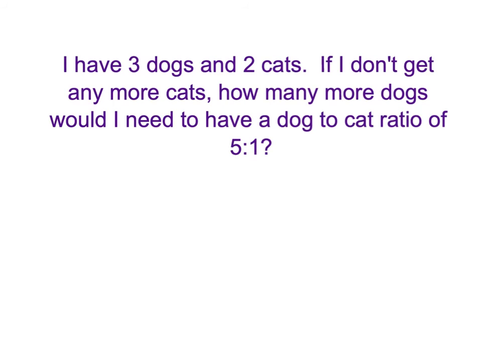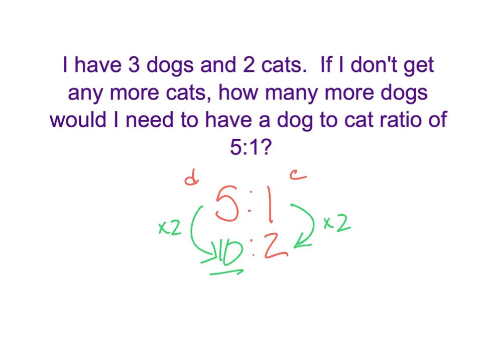Let's do another adjustment. I have 3 dogs and 2 cats. If I don't get any more cats, how many more dogs would I need to have a dog to cat ratio of 5 to 1? So here we go. 5 to 1. I have 5 dogs. I have 2 cats. I need 1 cat. I am not getting any more cats, so I now have 2 cats. So multiplied 1 times 2 to get 2. I need 5 times 2. That gives me 10. I already have 3, so I need 7 more dogs.